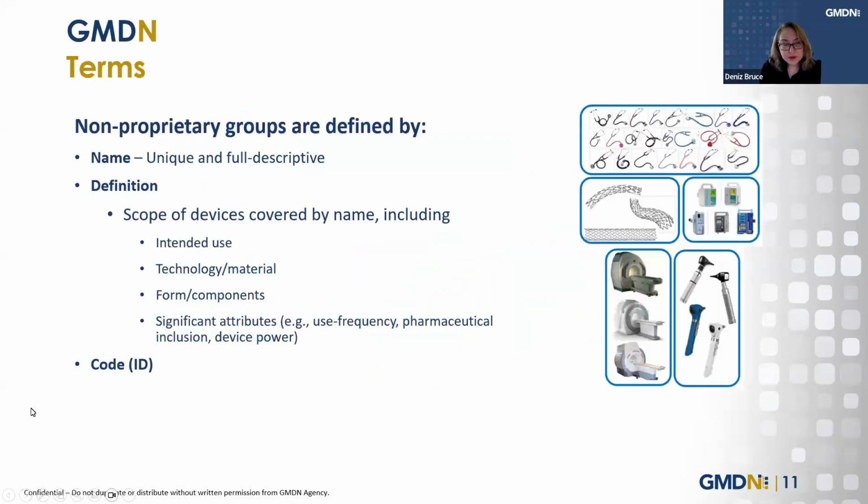It's important to recognize that the definition is at the heart of the nomenclature and of what we do. The terms are non-proprietary groups. They're defined by name and definition, which involves intended use, technology, material, form, component, and significant attributes, especially if they're clinically relevant. And there's a code attached to it.